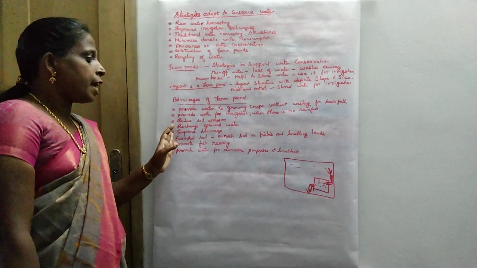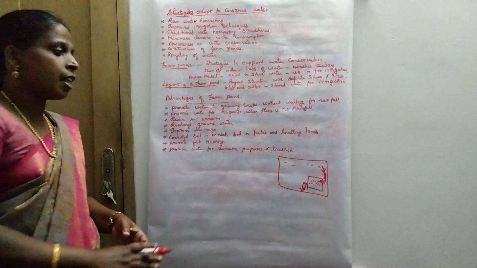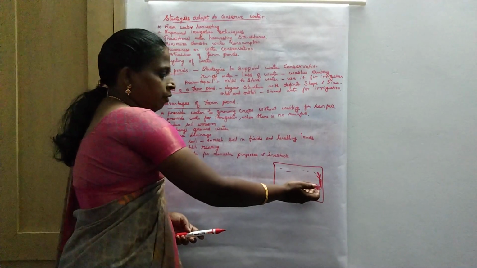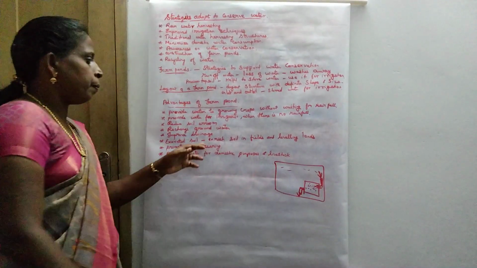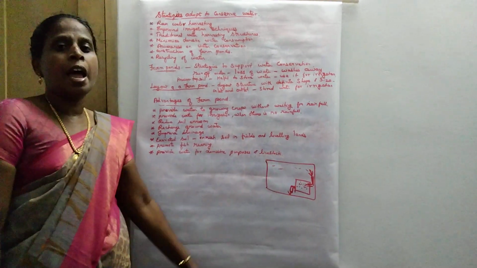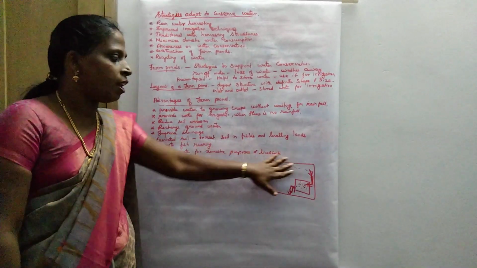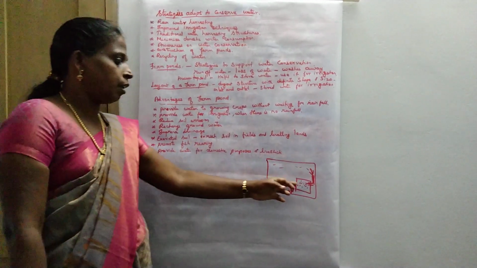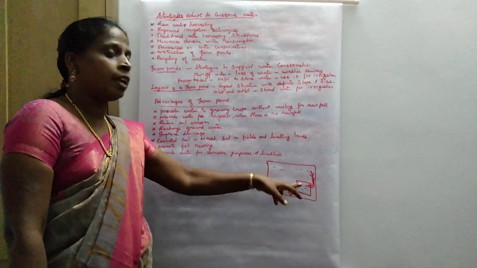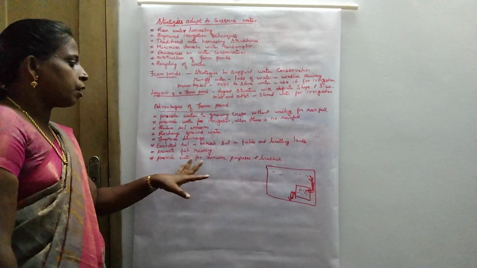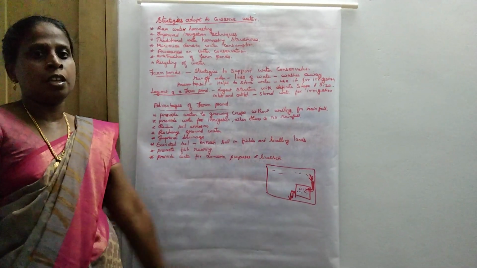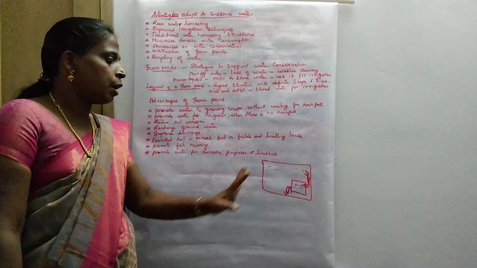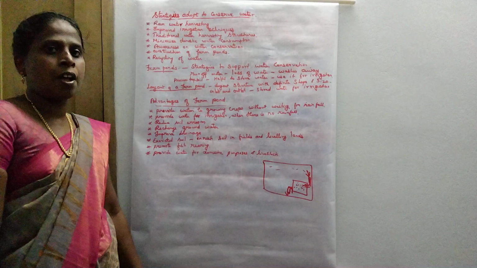The next point is the excavated soil. What does excavated soil mean? After digging the farm pond, we can get a lot of soil. This soil can enrich the soil in the field, and also this soil can be used for leveling the fields. Next one is it can promote fish rearing. Here the farmers can rear fish, and it also provides water for domestic purposes and livestock. Say, for the domestic purposes as well as for the animals, it can provide water. So these are the advantages of farm pond.